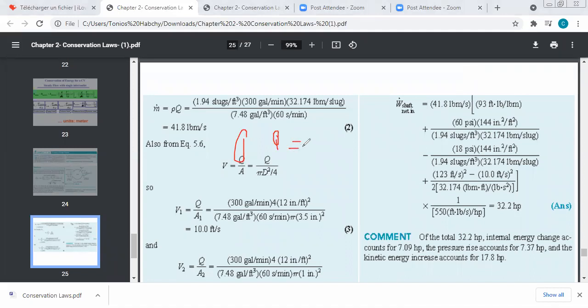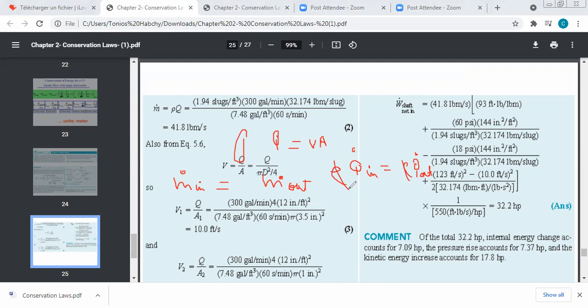And here Q is constant. Why? Because from the continuity equation, since it's a steady application, m dot in is equal to m dot out. But we know that for water, which is an incompressible fluid, rho is constant, and we know that m dot in is rho times Q. So rho times Q dot in is equal to rho times Q dot out. So what will happen for rho? It will be simplified because rho is constant.